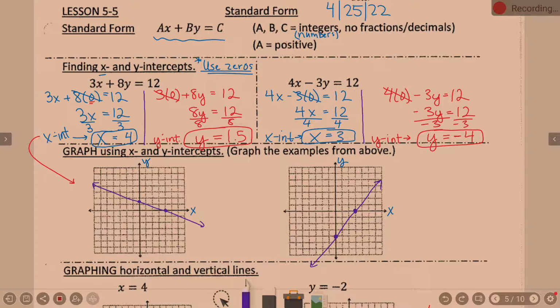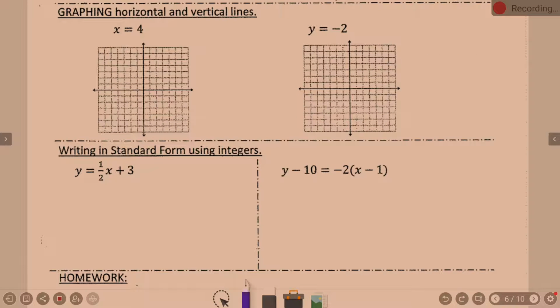Okay. Ready for the next part? Sure. It is more graphs, but they're easy graphs. Okay, well, forget I asked. We're moving on. Sorry, I'm going to be rough. No questions.